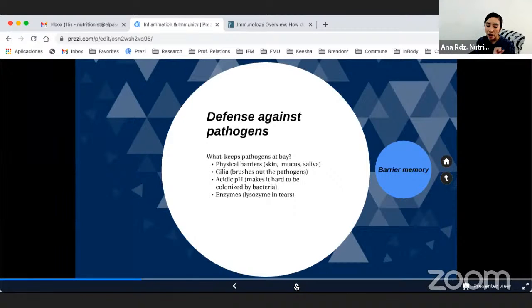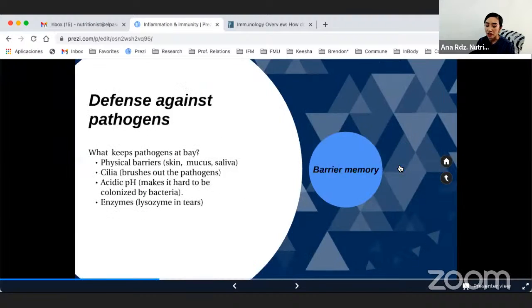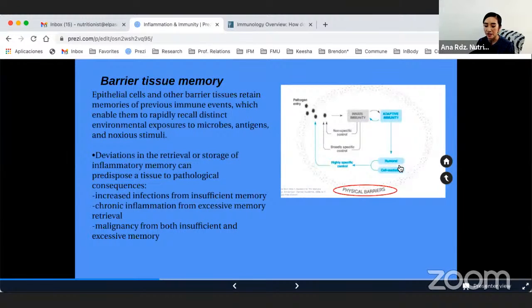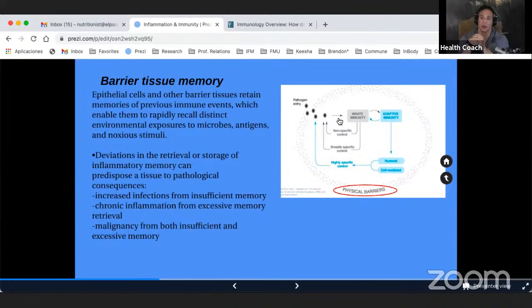Another thing I'd like to mention, and I really would like to associate this with the leaky gut and permeability theme, is that the barrier tissue has memory that can help us fight an infection better the next time it appears in our body. Anna, what do you mean by memory? What does that mean, memory? Does it actually remember?